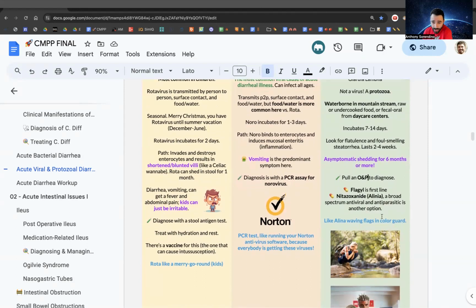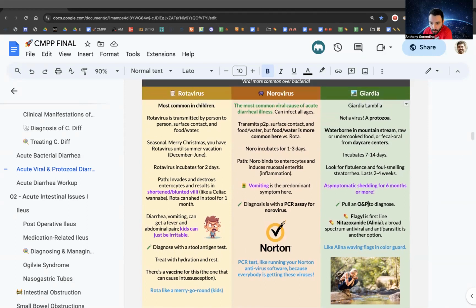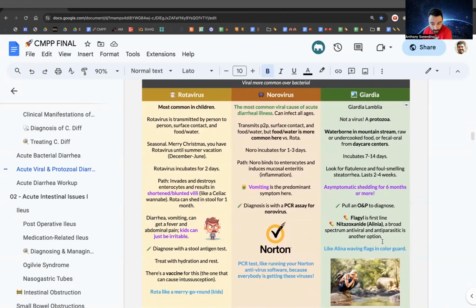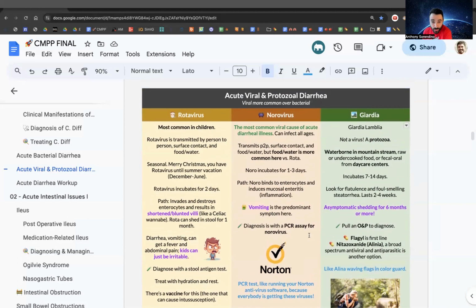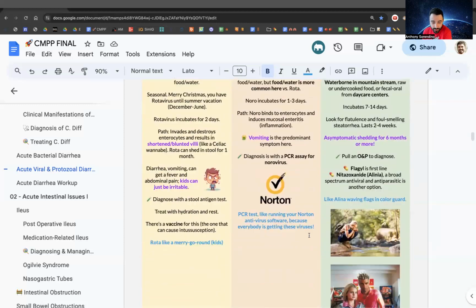We do have some antibiotics here. So Flagyl is going to be our first line, but we can use this unique med called nitazoxanide, which is Alinea. That's a broad-spectrum antiviral and antiparasitic. So I think of like a woman named Alina waving a flag in the color guard. So guard like Giardia, color, it just goes with color guard, but flag for Flagyl, and then Alina sounds like Alinea for this nitazoxanide. All right, so those are your acute and viral protozoal diarrheas.